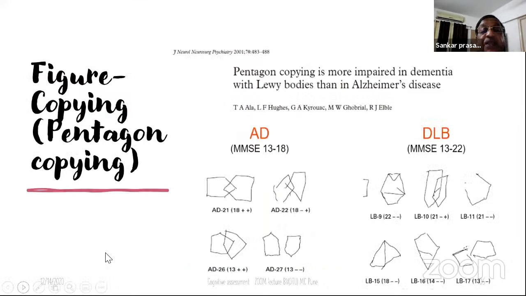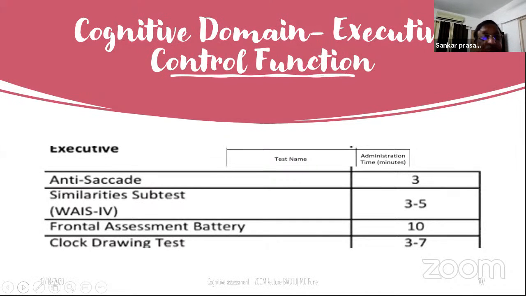frontotemporal dementia. You can see the pentagon: MMSE is 13 to 18, and DLB is 13 to 22. This is the pentagon. The pentagon copying is more impaired in dementia with Lewy bodies than in Alzheimer's disease. So this is a clue that the pentagon copying is more disrupted in this.